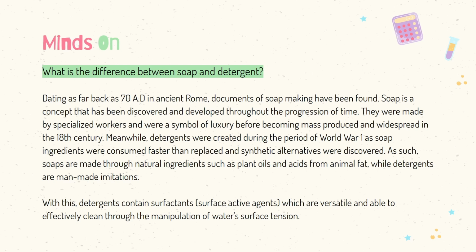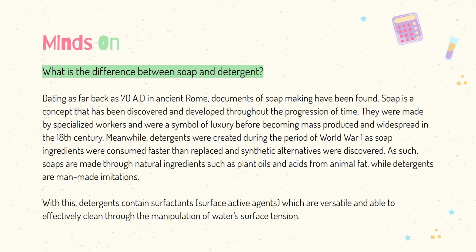Meanwhile, detergents were trying to be created in the period of World War One. So you can see detergents are a far newer, more modern concept. The reason they were invented was because soap ingredients were consumed faster than they were being replaced, and so a synthetic alternative had to be found, and that was detergents.